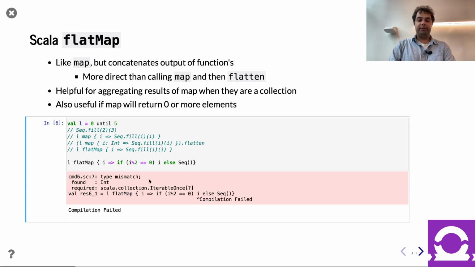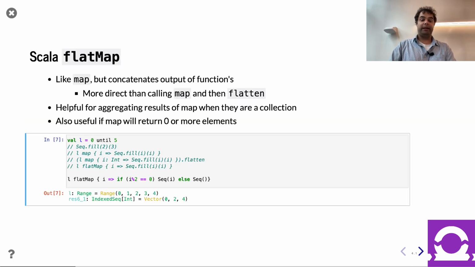Yes, it does, right? Because it needs to be a collection, right? So the result of a flat map function needs to be a collection itself. So that way I can append it rather than just being a single element. Cool. Questions on flat map? Yes.